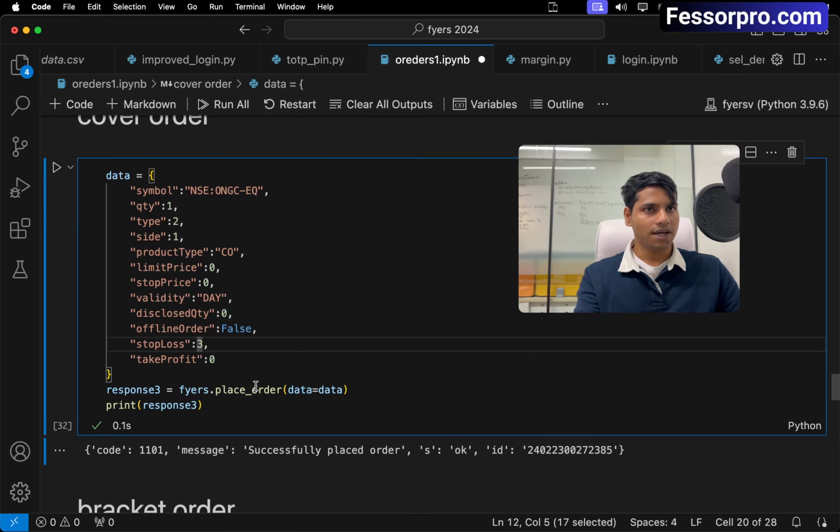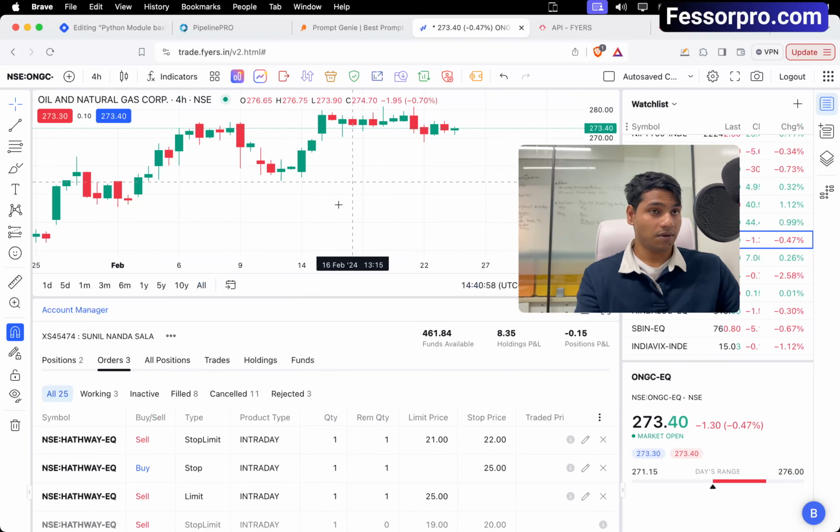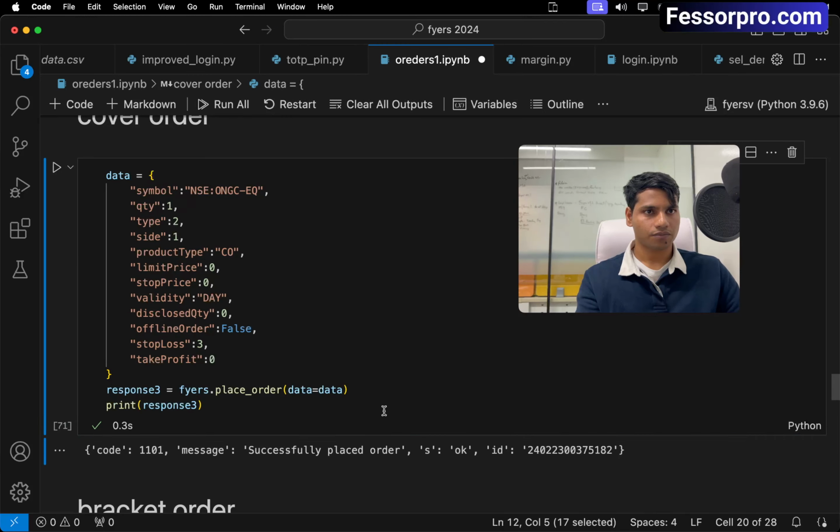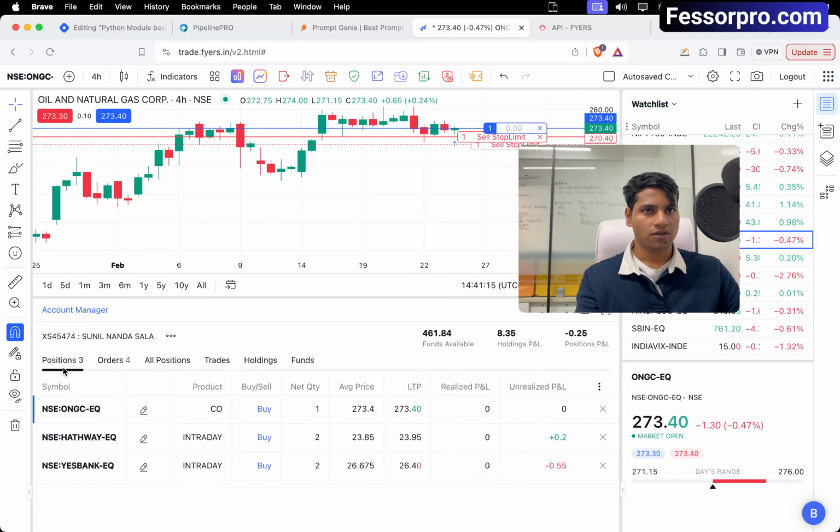Okay. See, the moment I run the code, I'll take a position and there will be a market order first, and you'll see a position here of ONGC, and there will be an order. The order type will be cover order, and the stop price will be 270. Okay. See, I'll run the code now. Order successfully placed. You see, I've got one position in ONGC. It was a market order.